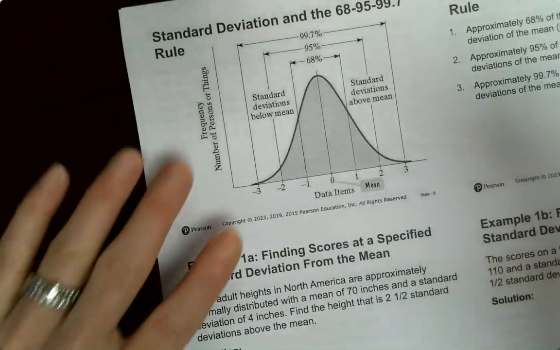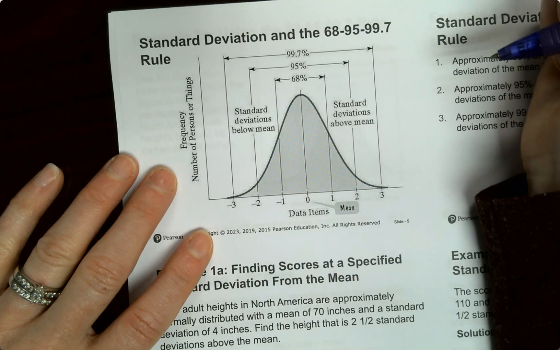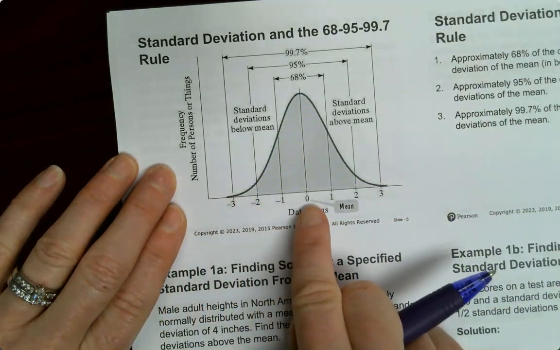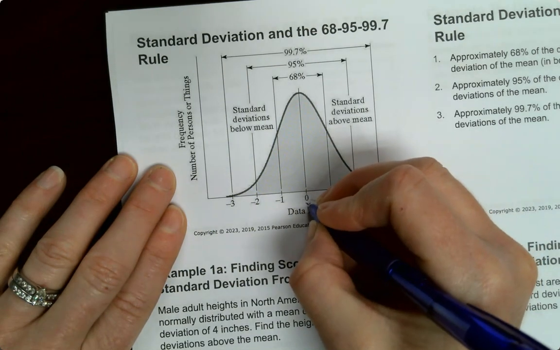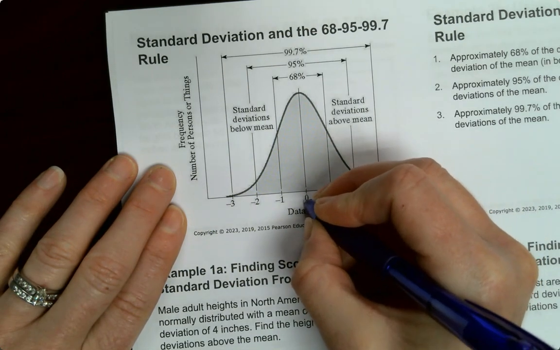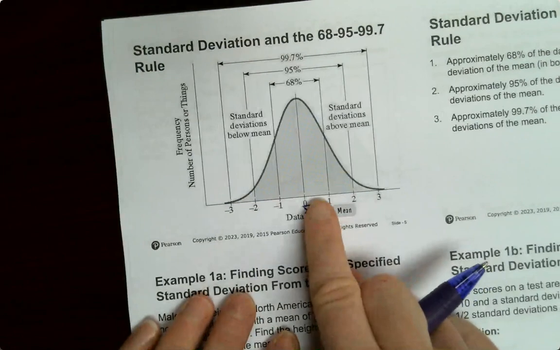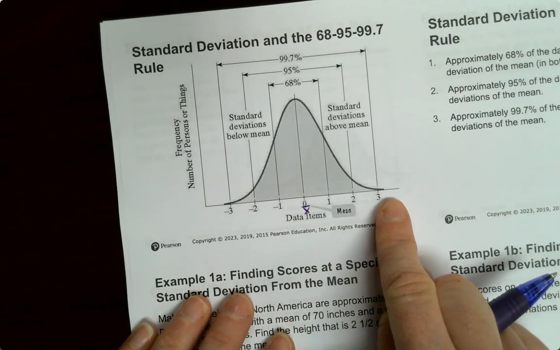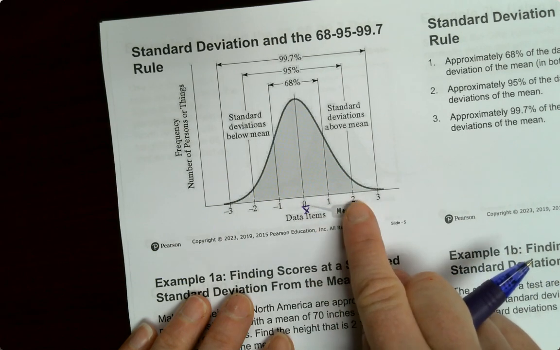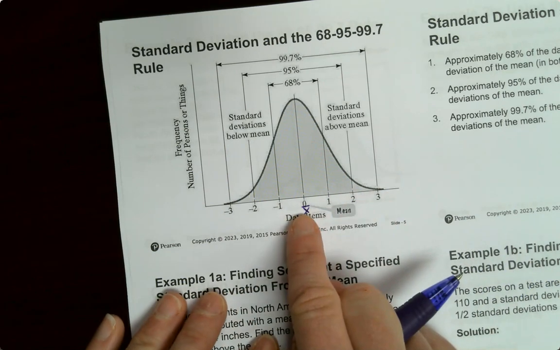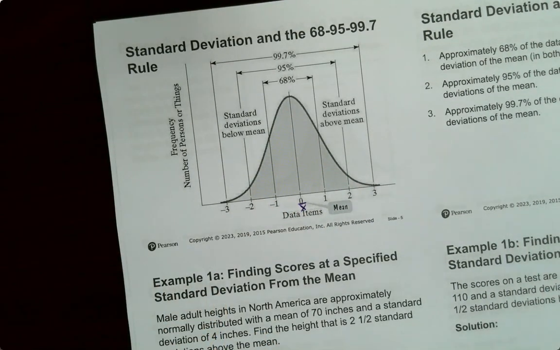So here is the 68, 95, 99.7 rule. This is the mean right there in the middle, so that would be x bar. Above the mean are positive values, which are going to be called z-scores here in a little bit. And then below the mean are negative standard deviations below the mean.